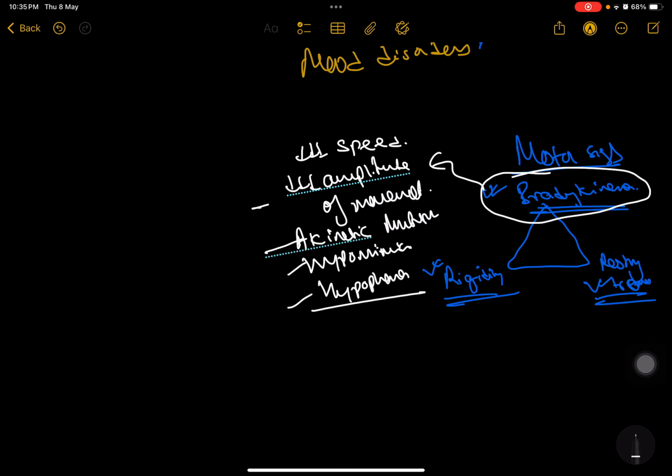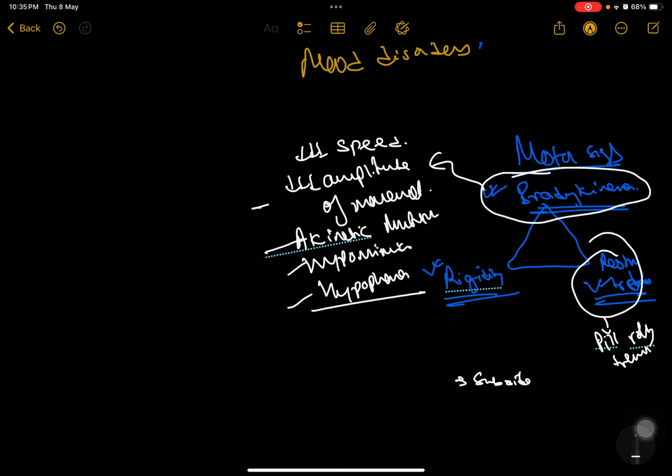And rigidity. When we talk about resting tremors, there is a pill rolling tremor. It subsides with voluntary movement, it is asymmetrical, and it disappears in sleep.